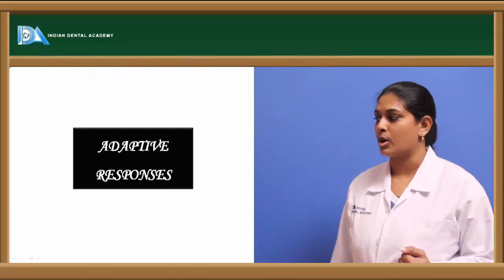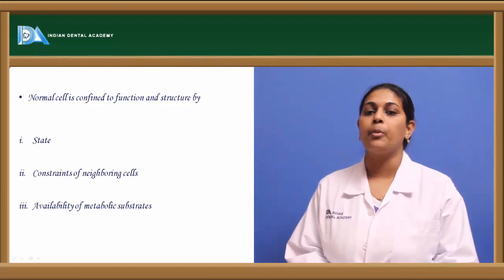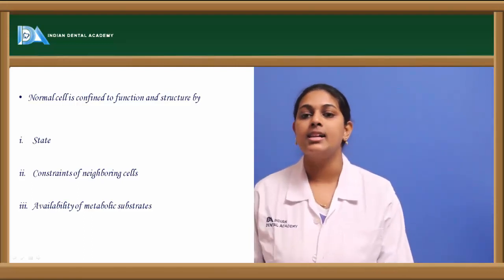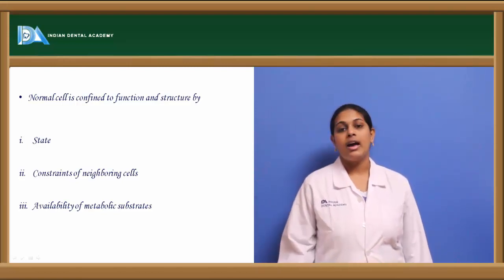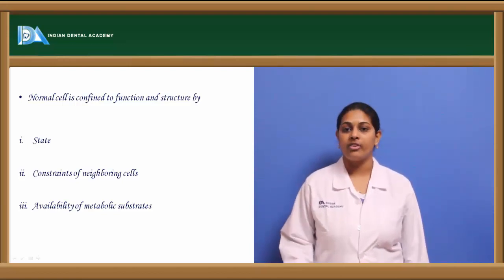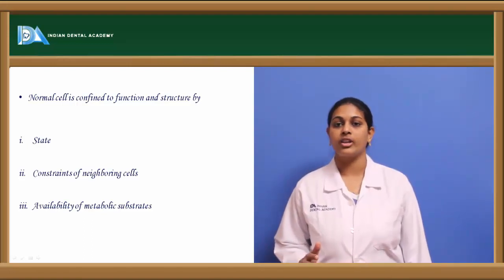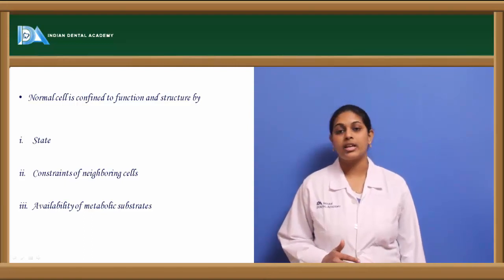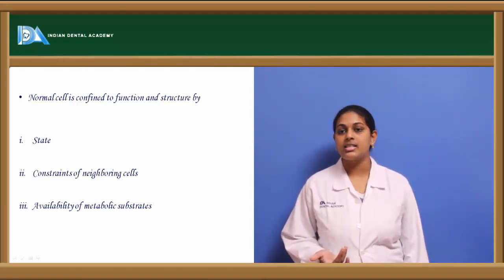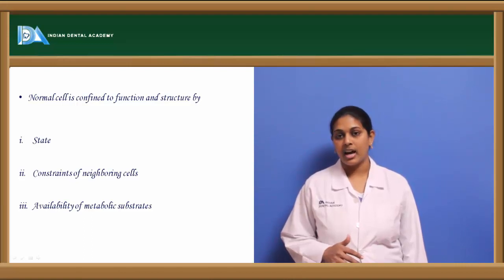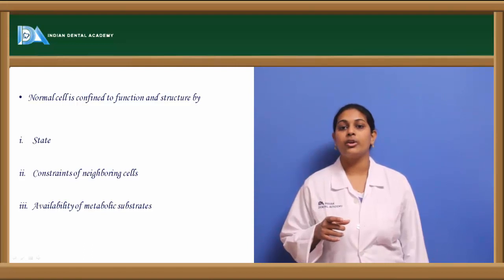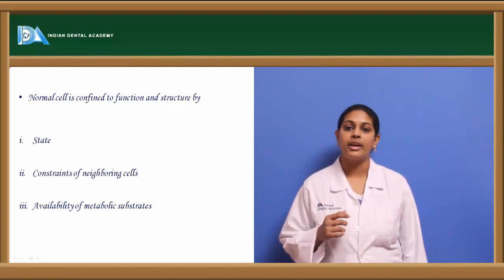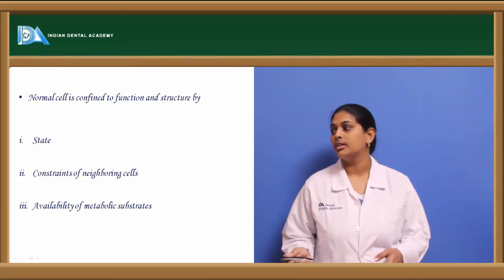Coming to the adaptive responses. Our body is made up of cells, and these cells are normal structures which are confined in function and structure by maintaining a normal function with the adjacent cells. They even maintain the state of the entire organ, they maintain the constraints of the neighboring cells, as well as the availability of the metabolic substrates. So the basic functional unit of our body is the cell, which helps in maintaining all these functions of our body.